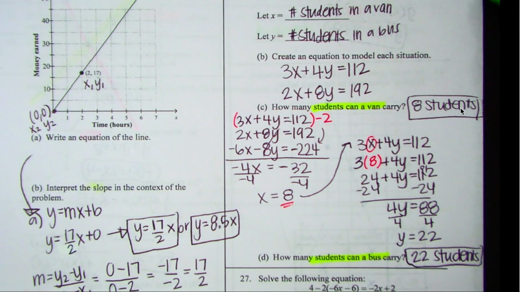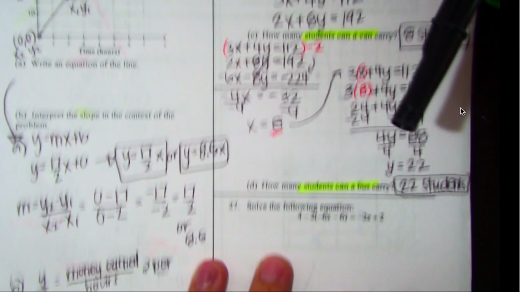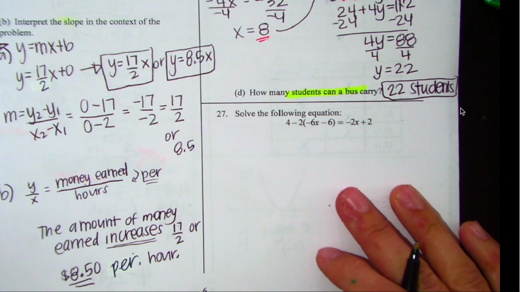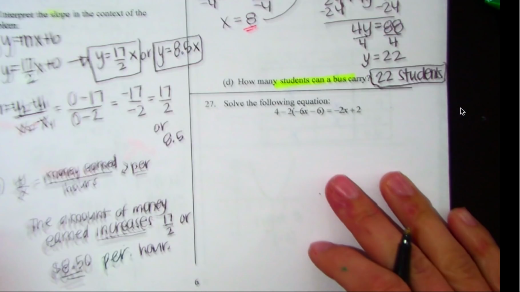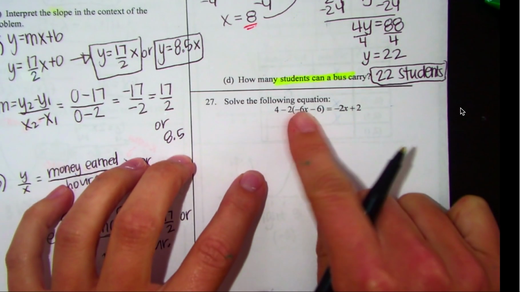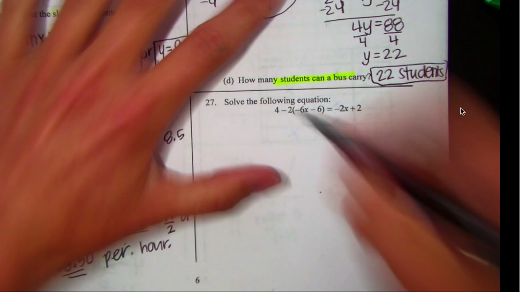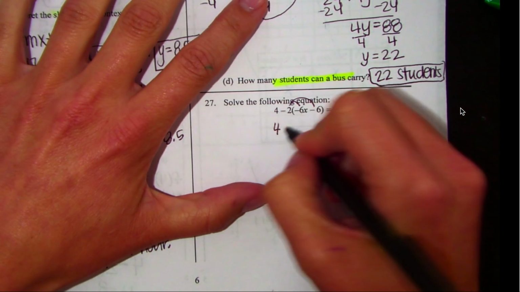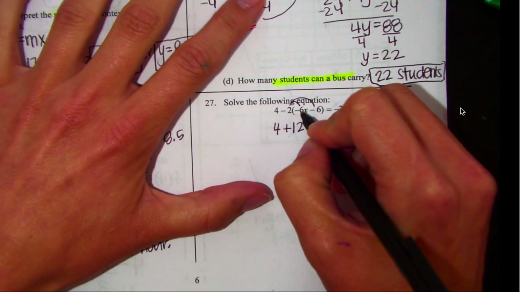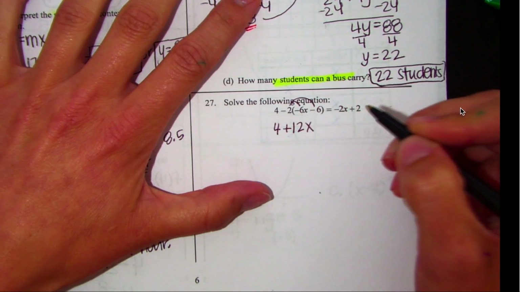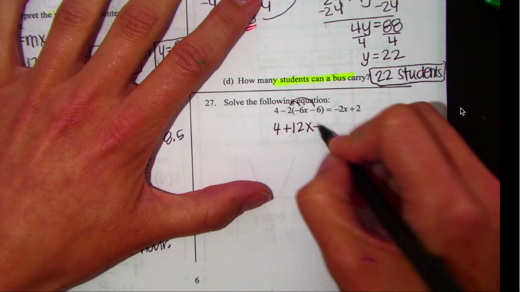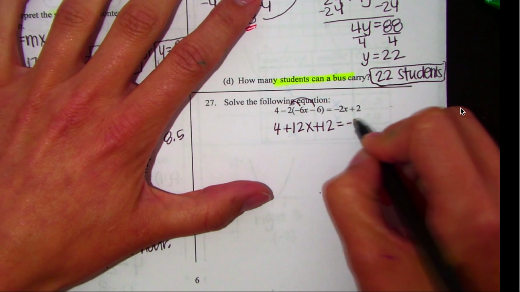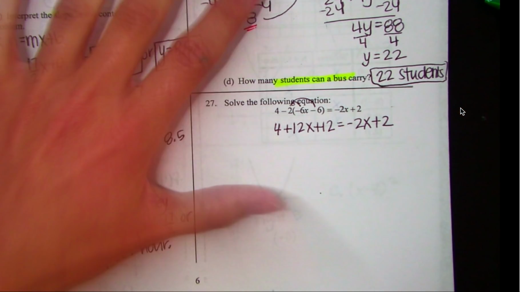Okay, 27, we just have an equation to solve. So I need to actually get rid of these parentheses first. It's not really order of operations, I shouldn't have said that. I'm tired. Okay, negative 2 times negative 6x is positive 12x. Negative 2 times negative 6 is positive 12. And that's equal to negative 2x plus 2. So that's my first step.